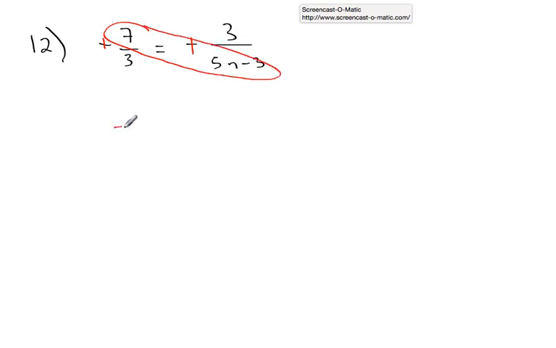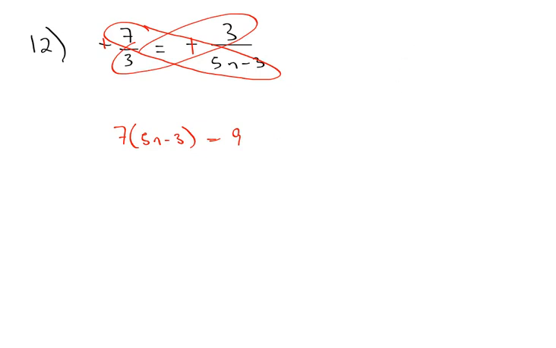So I have 7 times the quantity of 5n minus 3 equals, and then 3 times 3, which is 9. I'm not going to divide by 7 because 7 doesn't go into 9 evenly. I'm going to distribute. Save my fractions for the end. 7 times 5n, 35n. 7 times negative 3, negative 21, equals 9.